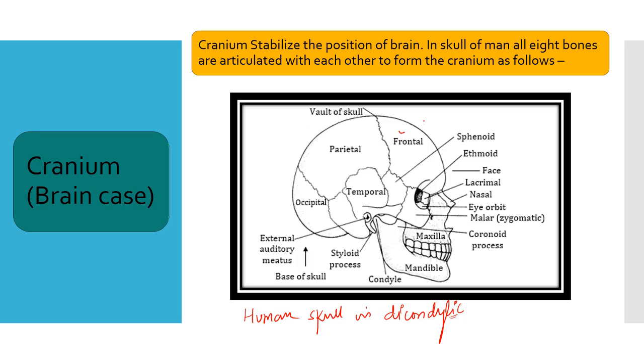Frontal bone, parietal, temporal, occipital. Okay. Sphenoid, ethmoid, face, lacrimal, nasal, eye orbit, malar, that is zygomatic, coronoid process. Okay.